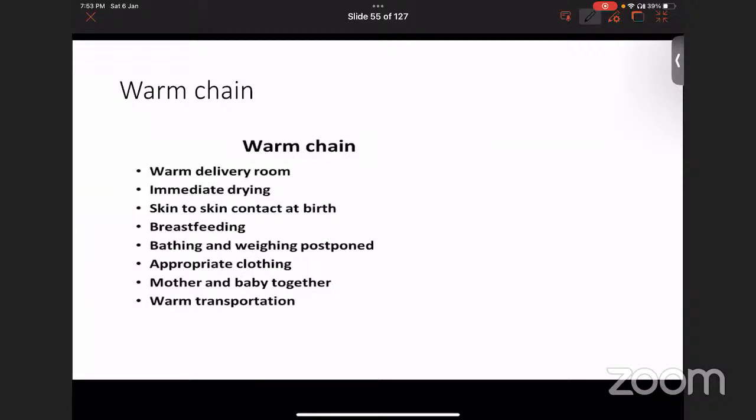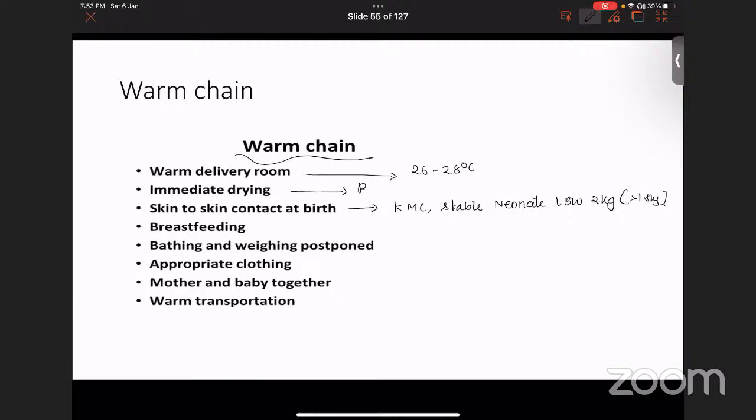So how to prevent it? Warm chain: delivery room temperature 26 to 28 degrees Celsius, immediate drying, skin to skin contact. That is your KMC for all stable neonates of low birth weight, 2 kg babies, more than 1.8 kg. Radiant warmer. Okay, breastfeeding, yes, you have to ensure.